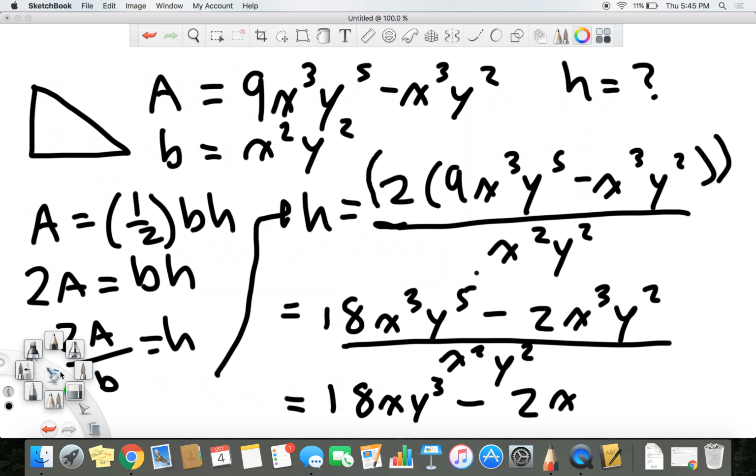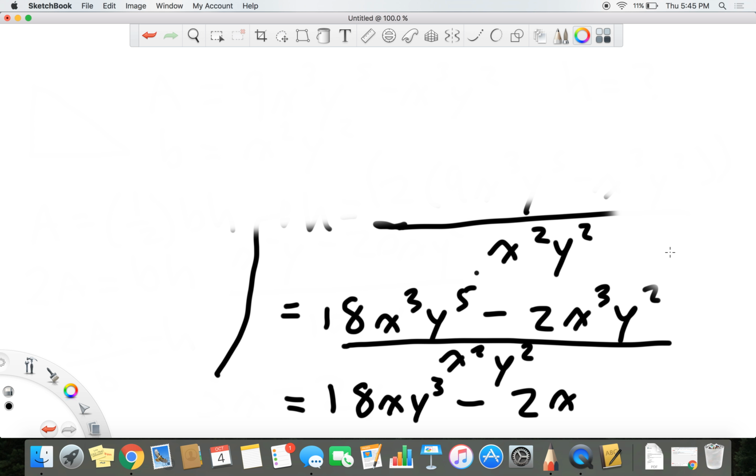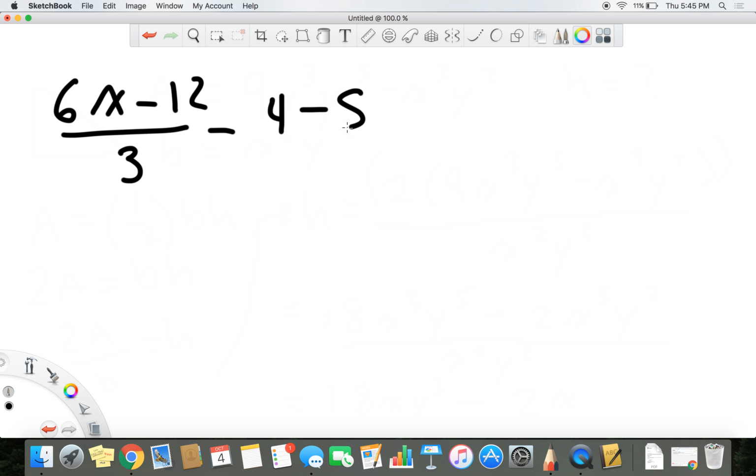Let's just do a more complicated question to make sure that you guys are ready for whatever you have to do. Okay. Now, how about 6x minus 12 over 3 minus 4 minus 8x over 2? Okay, well, now let's just simplify.